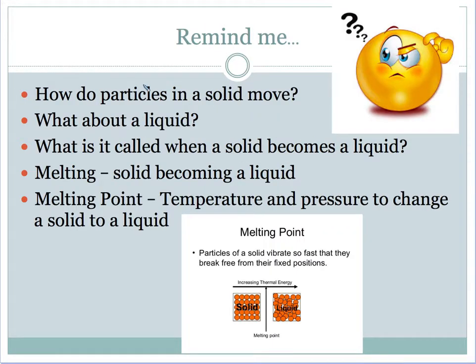So for starters, refresh my memory. How do particles in a solid move? If you think they vibrate back and forth, a liquid does vibrate, but they can also slide past one another. When a solid becomes a liquid, we call that melting. That takes place at what we call the melting point, which is the temperature and pressure to change a solid to a liquid. That was one of your physical properties in the last unit.